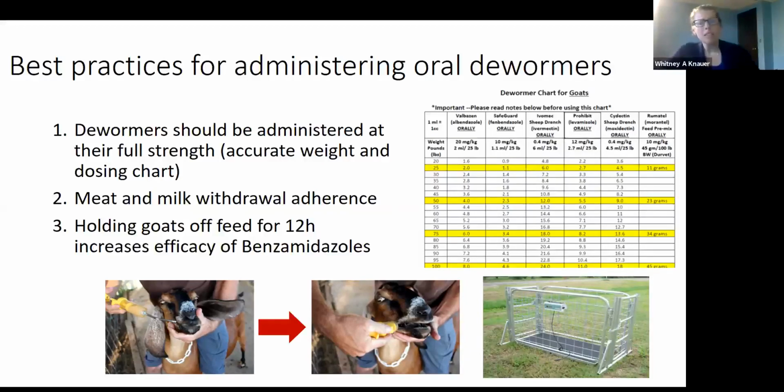And then another thing that can impact efficacy is holding goats off feed for 12 hours prior to administration. This especially works for benzimidazoles, for fenbendazole. So if we pull feed at night, come through in the morning, weigh everyone, deworm everyone, that's going to enhance the efficacy of that dewormer.